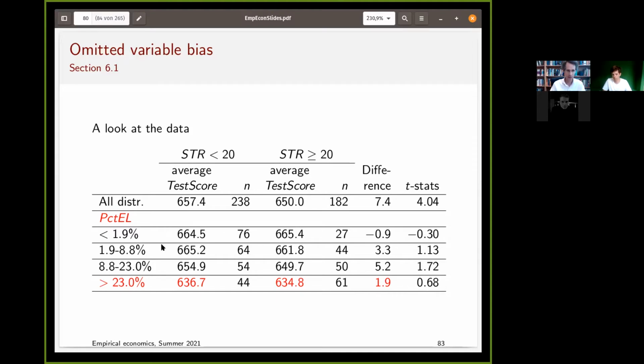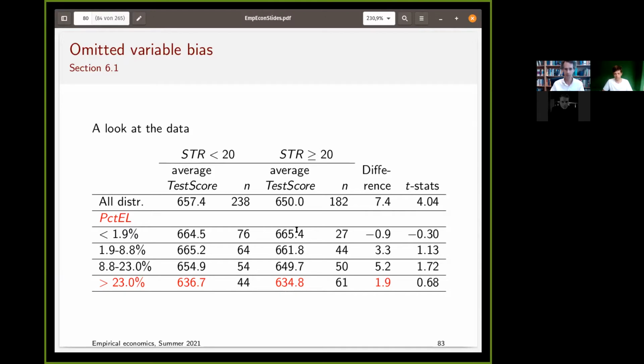If you look in this direction, then you can see that those districts with few English learners have relatively good scores, 664, 665, but then it decreases. And districts with many foreign students obviously have more difficulties to get good test results. And the same is true for the large classes. So there's a strong effect of the percentage of English learners on the learning outcome, but within each group, there's only a small and insignificant effect of class size on the learning outcome.